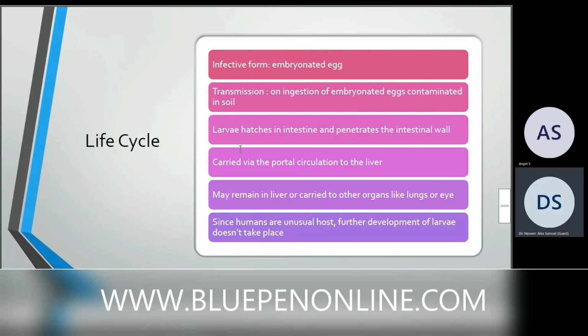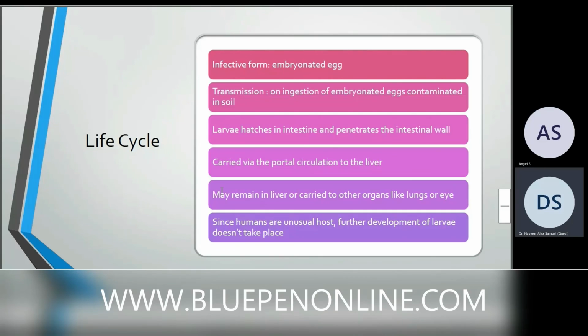Larvae hatch in the intestine and penetrate the intestinal wall. They are carried via the portal circulation to the liver. They may remain in the liver or be carried to other organs like the lungs or eye. Since humans are unusual hosts, further development of the larva doesn't take place. In the life cycle of Toxocara, if humans get infected, it's a dead end. It does not develop into an adult worm, and since the larvae are present in humans, they start traveling from one area to another. So here you will find larva migrans.